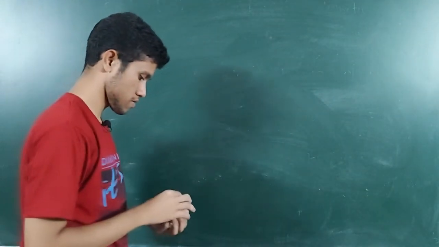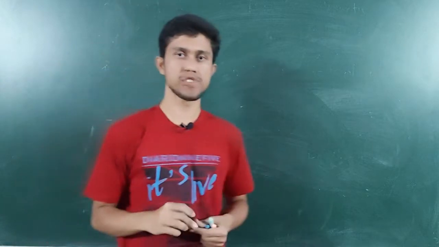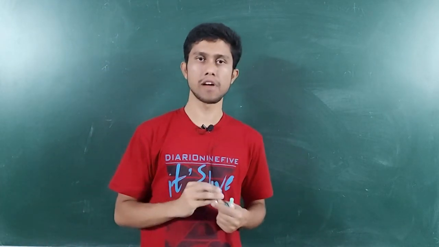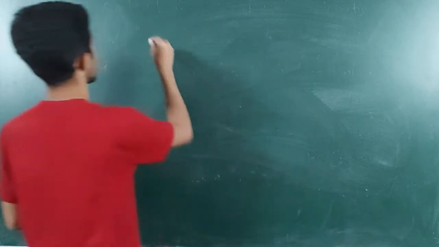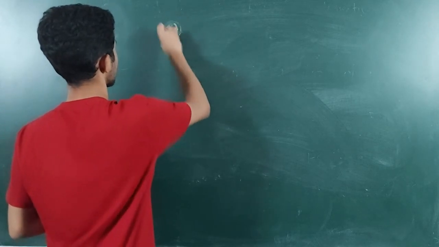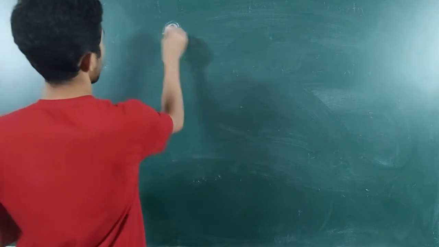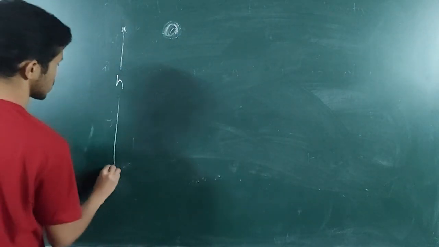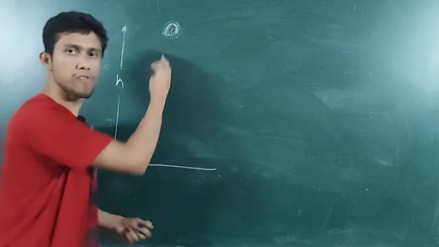So now we'll take an example which you have seen earlier. I have a ball. I am dropping that ball from a certain height h. This is the ball and I am dropping it from a height h. Okay, so this is the ground. Now I am dropping the ball from height h.